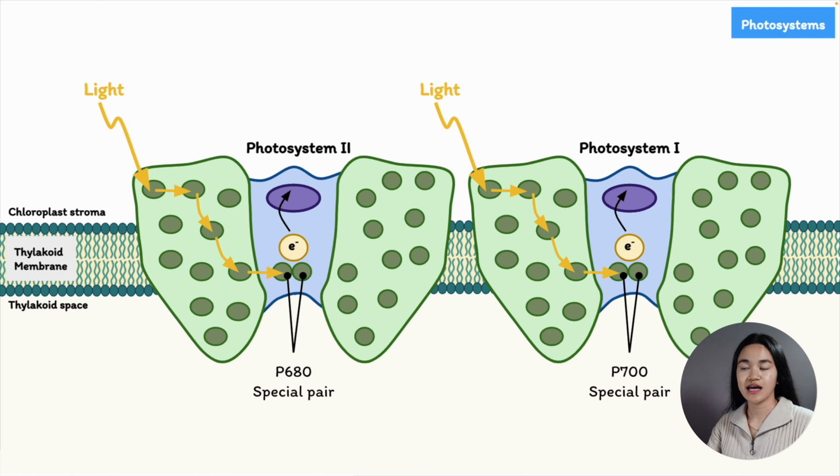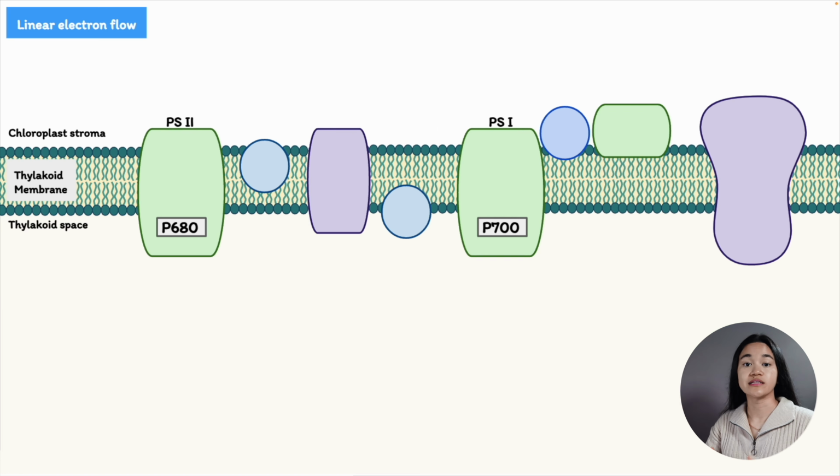Okay, so now that we've established the photosystems and the key difference between the two, let's go through the flow of electrons, a process called linear electron flow. And let's take a look at how we generate ATP and NADPH. So we have the two photosystems. The PS2 has the P680 special pair and the PS1 has the P700 special pair, a pair of chlorophyll A molecules. We'll label the other structures as we move forward.